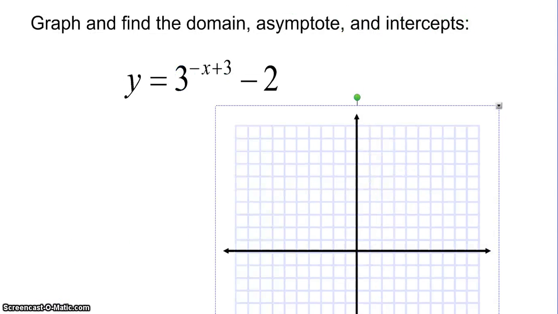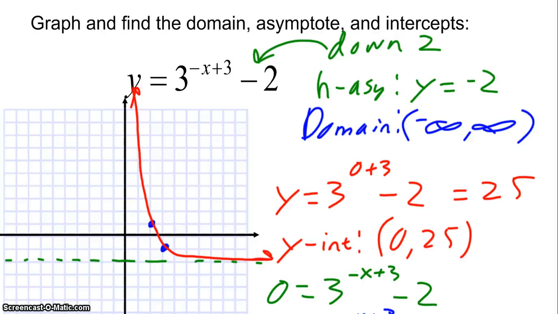Next, find the domain, the asymptote, and the intercepts for y equals 3 to the negative x plus 3, and then minus 2. Pause the video, unpause when you're ready to check your work. Alright, so here the first thing I notice is that I have a vertical shift of down 2, which means my horizontal asymptote, which is normally at y equals 0, is now at y equals negative 2. The domain is going to be all real numbers, because that's the domain for every exponential function, and that does not change here. There's nothing that I cannot plug in for x. Domain is all real numbers.